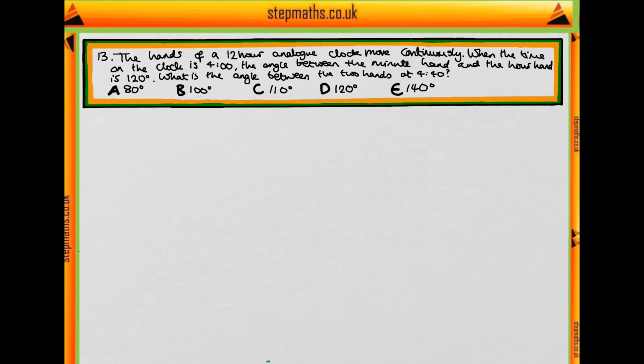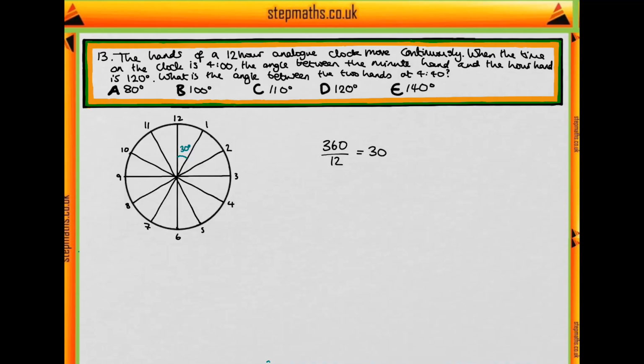This is question 13 of the Natural Sciences Admissions Assessment Past Paper 2017. In this question we have a clock with two hands, the hour and the minute hand. It's a 12-hour analog clock and the hands are moving continuously. We're given the angle between the hands when the clock is at 4 o'clock, and we want to find out what the angle between the hands is at 4:40.